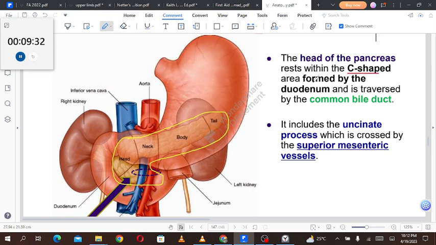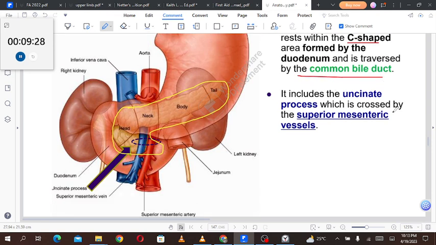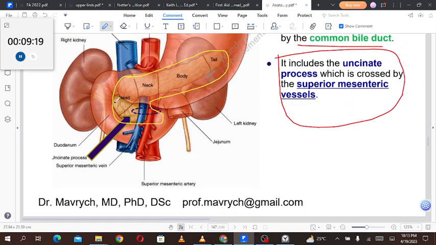The head of the pancreas rests within the C-shaped area formed by the duodenum and is traversed by the common bile duct. It includes the uncinate process which is crossed by the superior mesenteric vessels. So here you can see the superior mesenteric vessels are passing over the uncinate process.